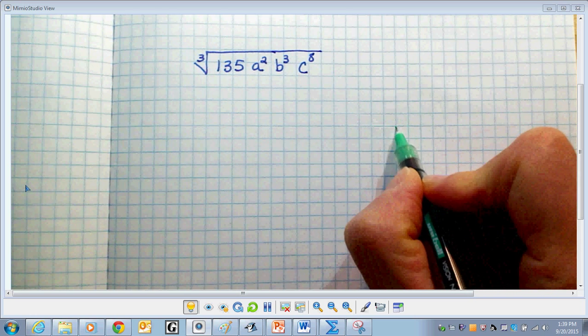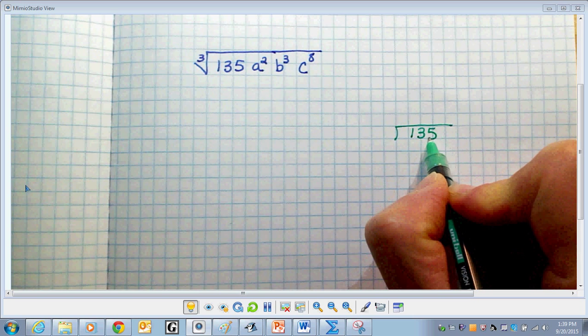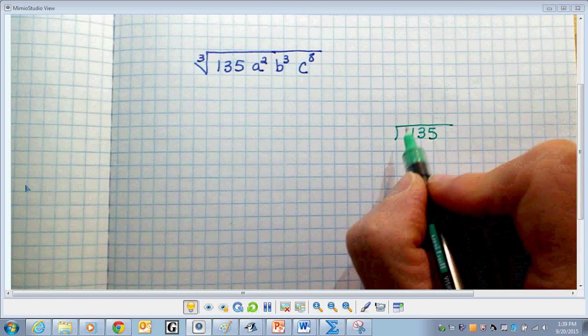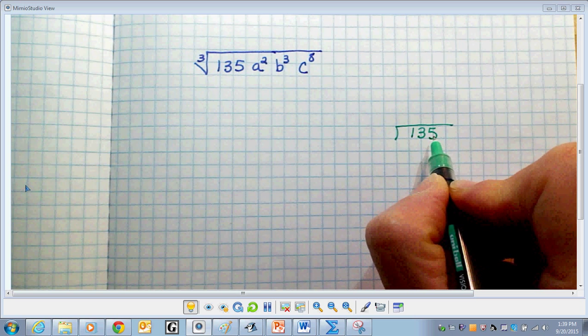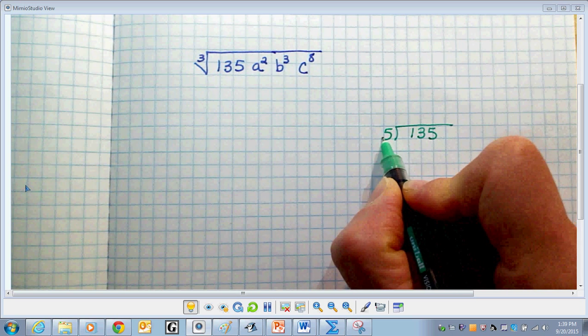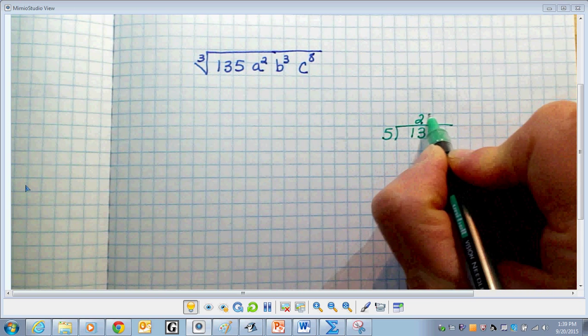So I'm going to take my prime factors of 135. So I'm going to take my smallest prime. I know 2 can't go in, I know 3 can't go in, but 5 can. So 5 goes into 135 27 times.